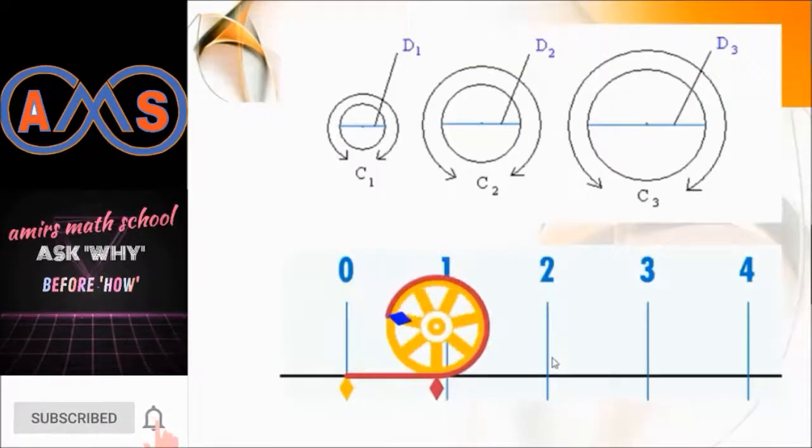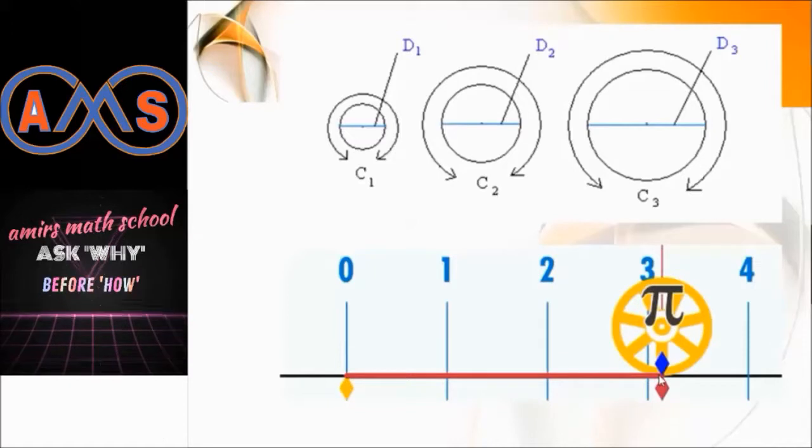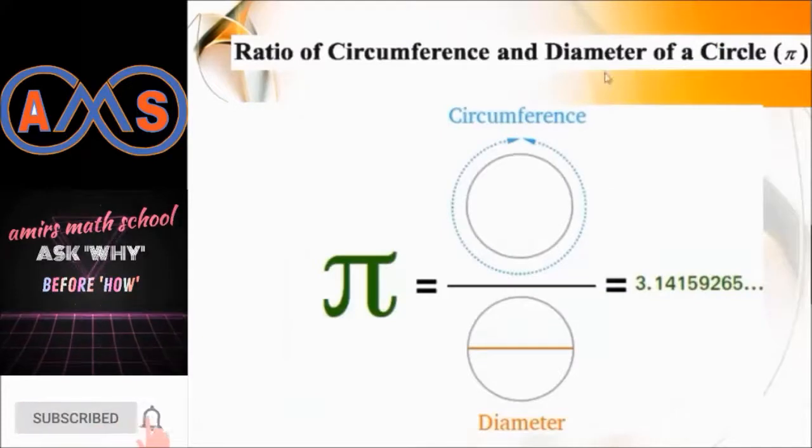Just see, this length is the circumference. If the diameter of the wheel is 1, then the circumference gives a value that is greater than 3. That value is called pi. The ratio of circumference and diameter of a circle is pi. That is, the value of pi is 3.14159 and so on. This decimal place will never terminate.